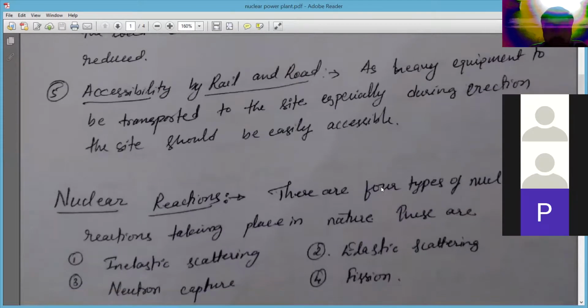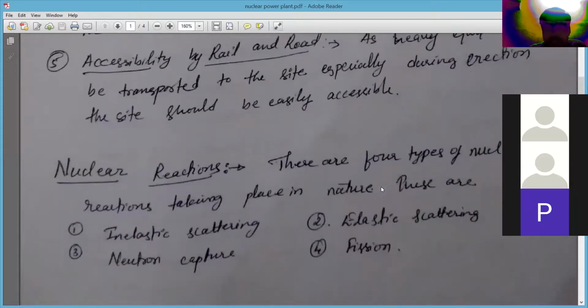So what reactions take place when you consider nuclear reactions? There are four different reactions that take place with nuclear material. The four types are inelastic scattering, elastic scattering, neutron capture, and fission. But the reaction used in a nuclear power plant is the fission reaction. So we'll discuss the fission reaction.